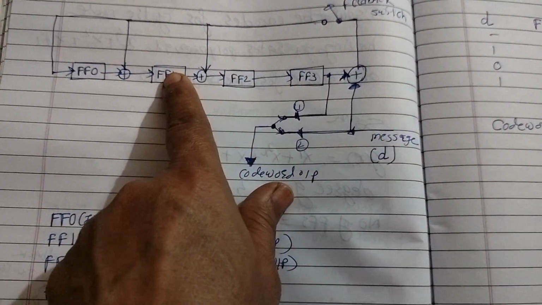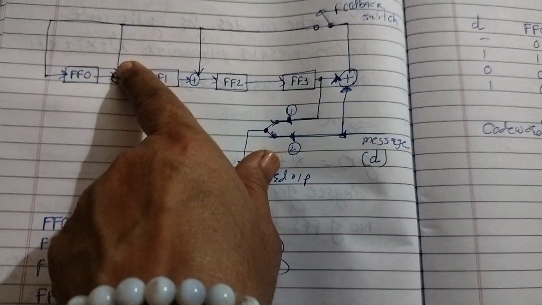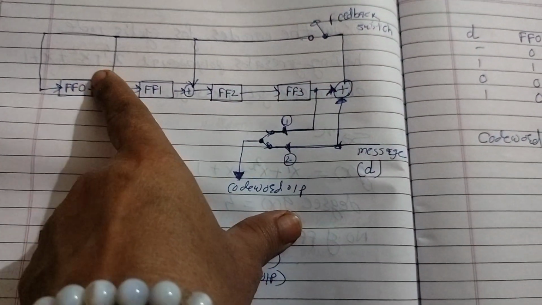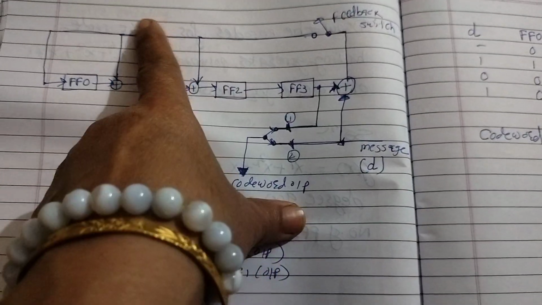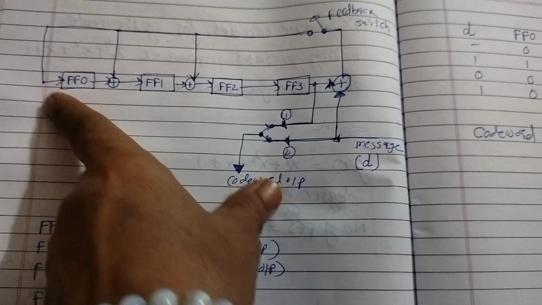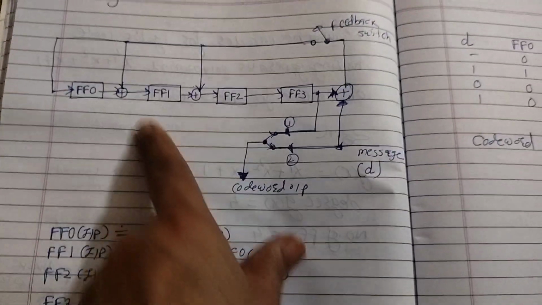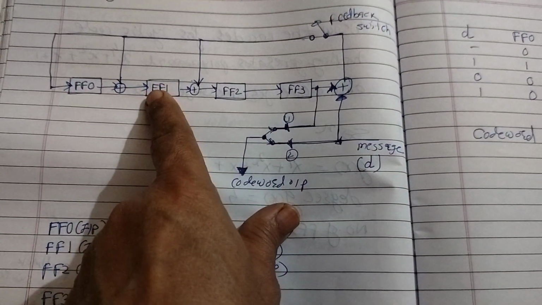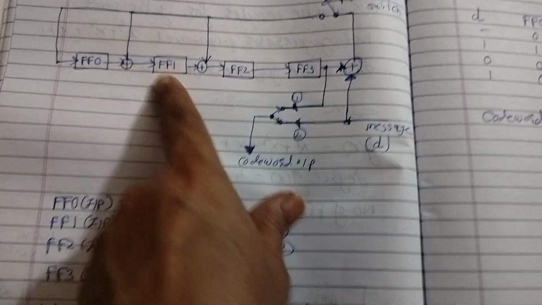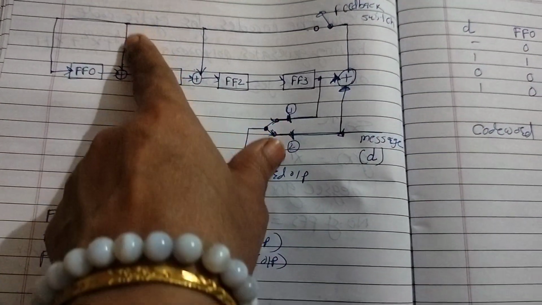Now flip-flop 1 input is this line. Now this line is nothing but D plus flip-flop 3 output, which is nothing but flip-flop 0 input. So this line is nothing but flip-flop 0 input, because same is going to the flip-flop 0 input. So we can write it as flip-flop 0 input plus flip-flop 0 output is the flip-flop 1 input. So flip-flop 1 input is flip-flop 0 input.